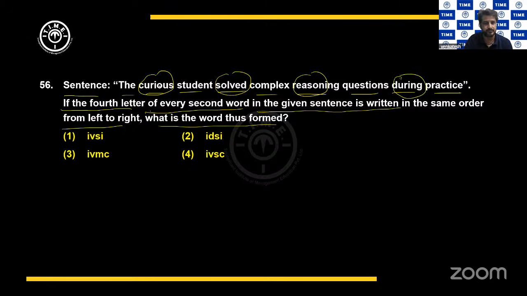Fourth letter of each word: I, V, O, I. Just a moment. Yeah, sorry, it is S, not O. So IVSI. Choice 1. So considering the fourth letter of every second word and writing in the same order from left to right, the letters that we got are IVSI. Choice 1. Okay. Let's go to the next question.